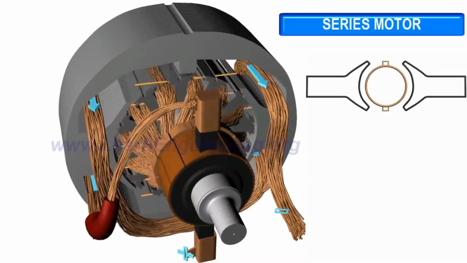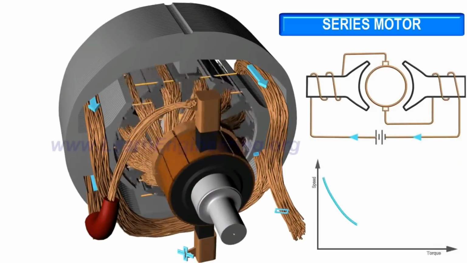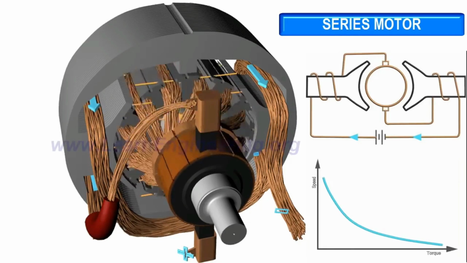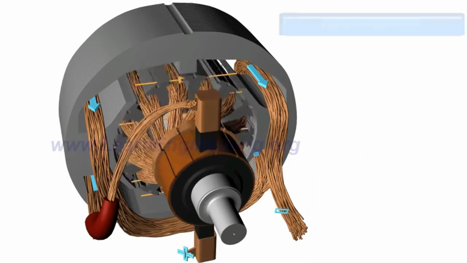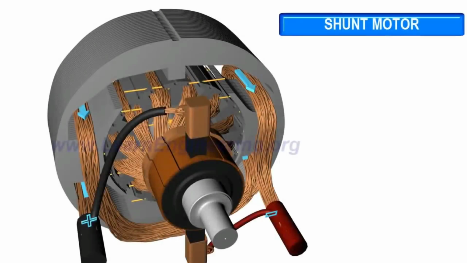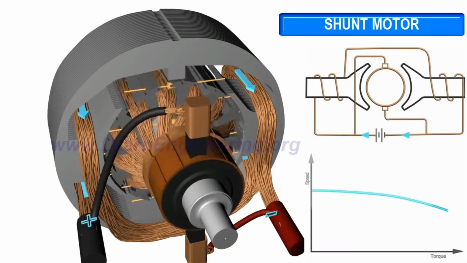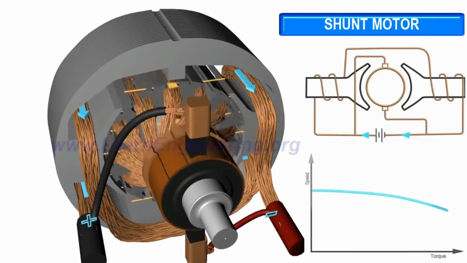The series motor has good starting torque, but speed drops drastically with the load. The shunt motor has a low starting torque, but it is able to run at almost constant speed, irrespective of the load acting on the motor.